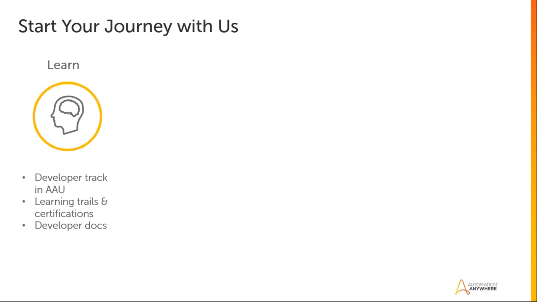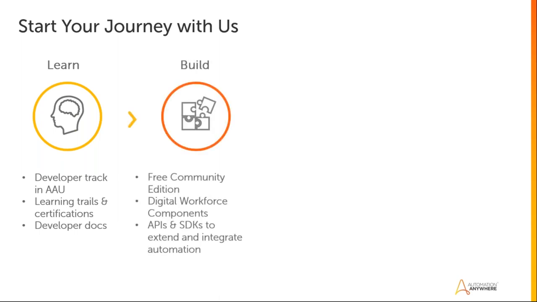There are different levels of certification, like there are two levels, advanced and master level certification, which are credible across the globe. And then there is a documentation portal, docs.automationanywhere.com. I'll share a single point of contact where you can look at all these resources. And then we have a free community edition for you. So you can just sign up on the community platform and then you can start building the bots.